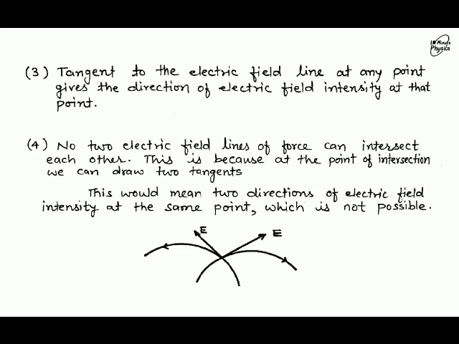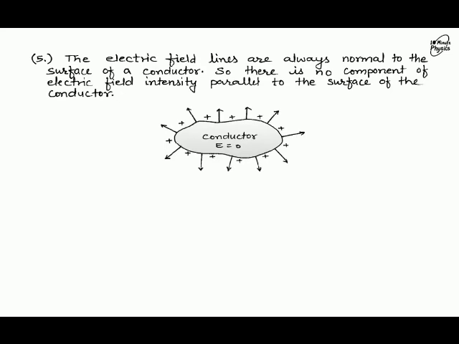Fourth property: no two electric field lines intersect each other. Two electric field lines never intersect, because if they did, we would have to draw tangents for two different curves. Then there would be two directions of the electric field, which is not possible. So two electric field lines never intersect each other.